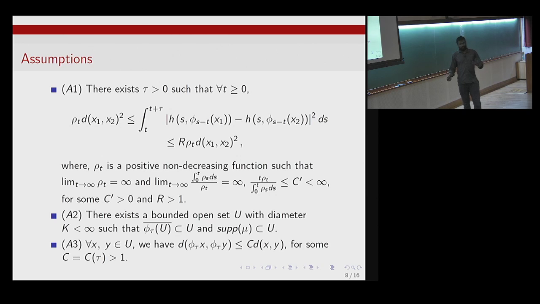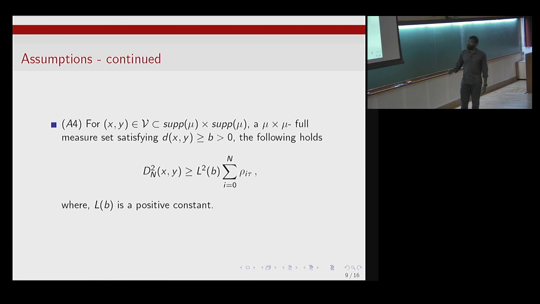It really says that the information associated with the dynamics is not lost at a super exponential rate. At most, it will be lost at an exponential rate. And these things are needed actually to prove the theorem.